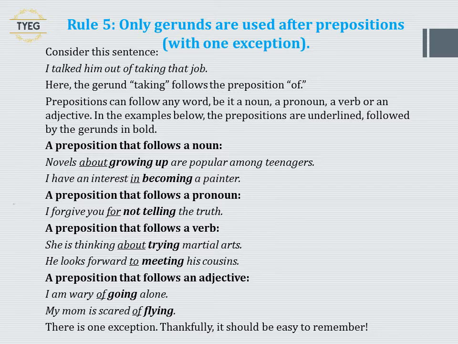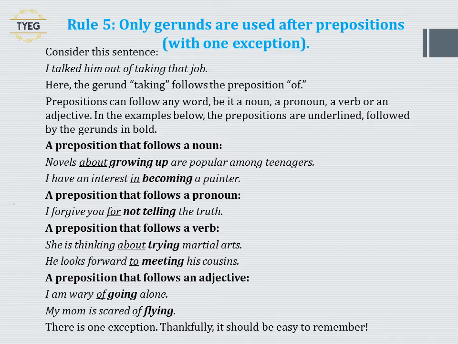A preposition that follows a noun. Novels about growing up are popular among teenagers. I have an interest in becoming a painter. A preposition that follows a pronoun. I forgive you for not telling the truth. A preposition that follows a verb. She is thinking about trying martial arts. He looks forward to meeting his cousins. A preposition that follows an adjective. I am wary of going alone. My mom is scared of flying.